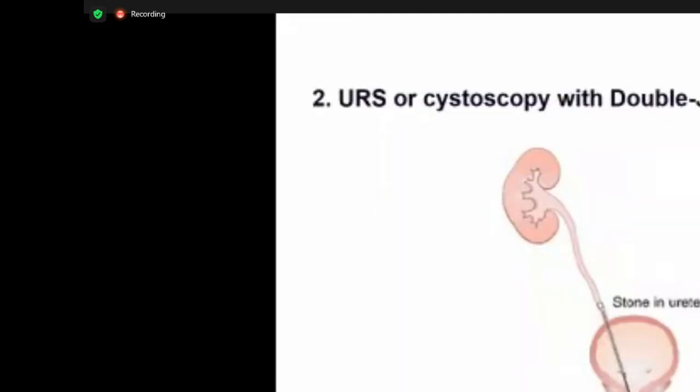The second question is regarding retrograde stenting: should we do URS or cystoscopy? Before doing the study, we had been so worried about the risk of URS in these circumstances.